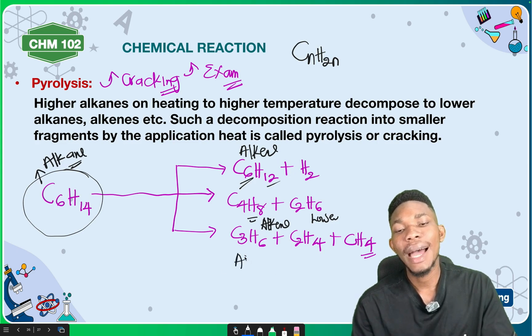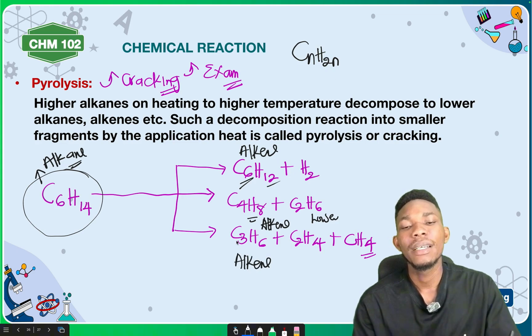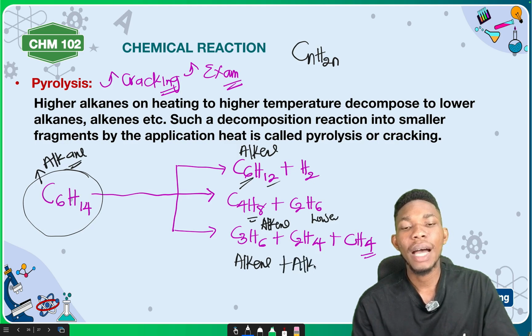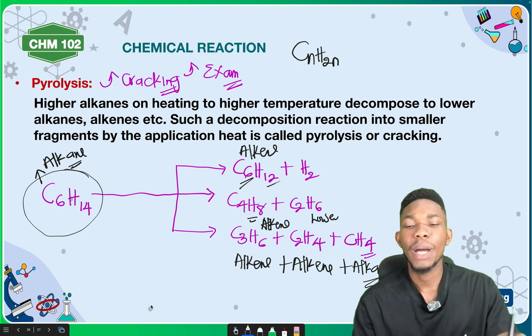Now, for instance, this can form 3 products. This is an alkane. Why is it an alkane? It follows the general formula CnH2n, which is like C3. 3 times 2 will give us what? 6. This is an alkene. This is also an alkene. And then this is an alkane. Do you understand it now? So that is that for pyrolysis or cracking.